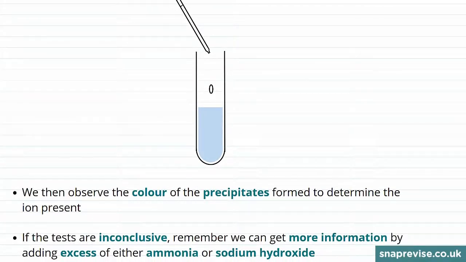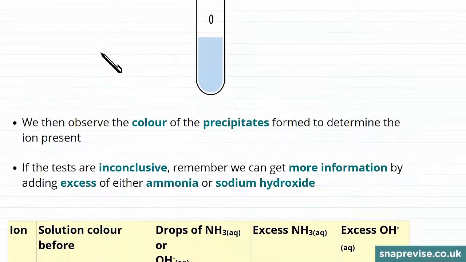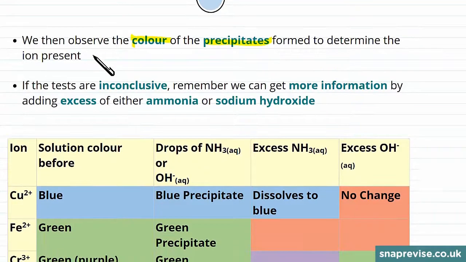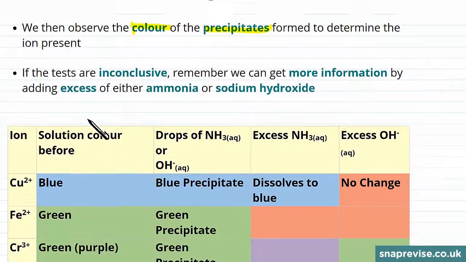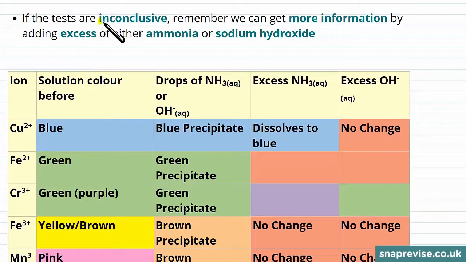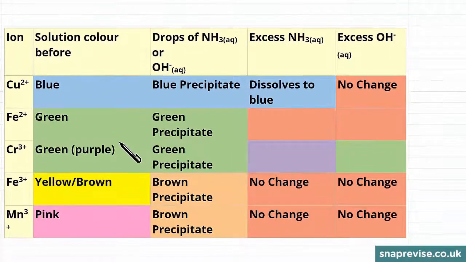Once we've added a few drops of the ammonia or sodium hydroxide, we then observe the colour of the precipitates formed and compare these against what we know about the transition metal ions to see which one is present. If the tests are inconclusive, remember more information can be gained by adding excess of either the ammonia or the sodium hydroxide, and also there is sometimes more information based on whether the precipitate rusts in air.